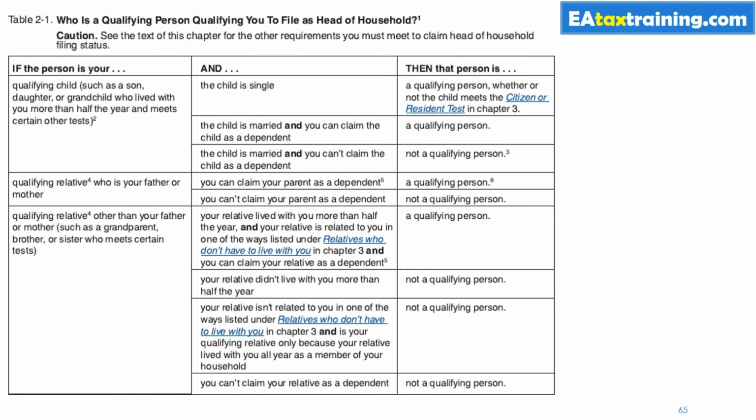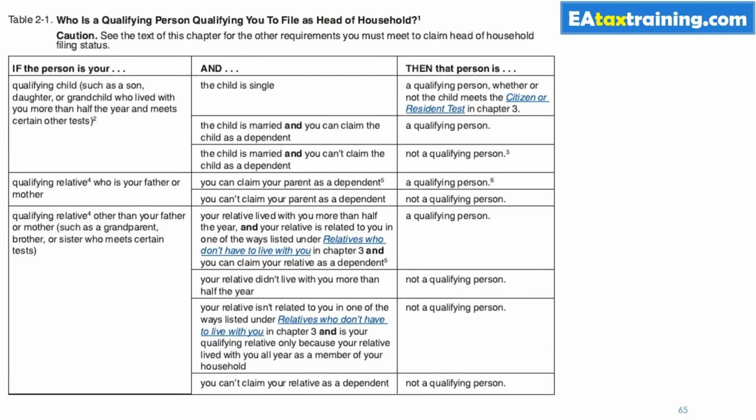So now let's talk about that qualifying person. What does it mean to be a qualifying person to get head of household status? Well, there are three different categories of people who could potentially be a qualifying person. It could be a child, it could be a parent, or it could be an other qualifying relative other than a parent. So let's start with the child. A qualifying child is going to be, for instance, a son, a daughter, or even a grandchild. So it could be your child, could be your grandchild. If that child is not married, then they are automatically a qualifying person for head of household. So this is the most common situation that you're going to see, and it is the simplest situation.